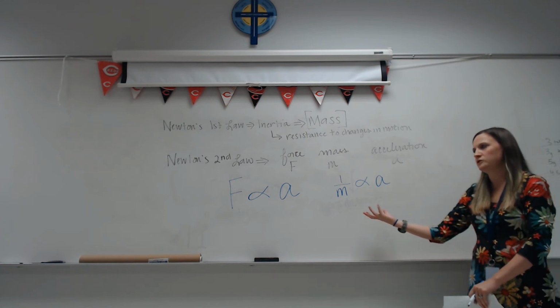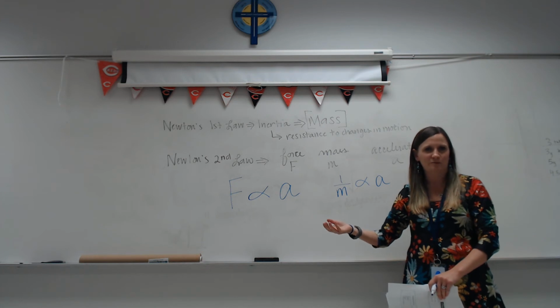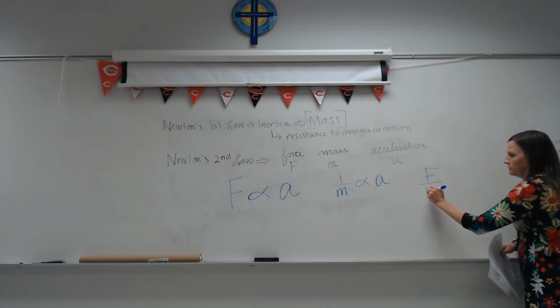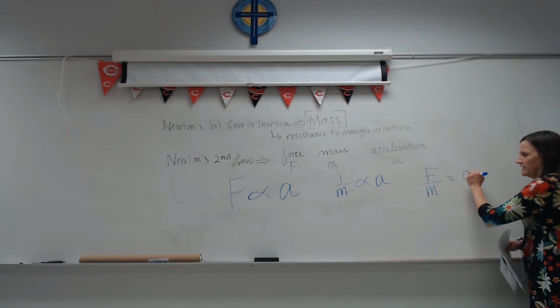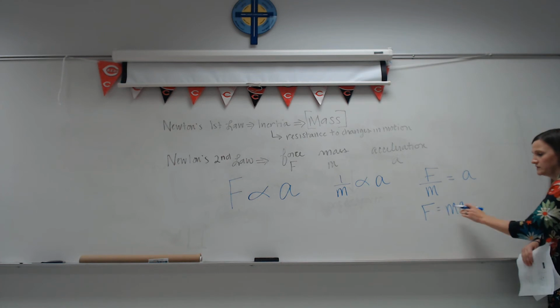Now, if we put these relationships together, which again, you can only put them together and make them an equation if you use some kind of experiment to prove this. You could say F over m is equal to a, and we rewrite that as F equals m times a. So this is probably the way you've seen it before.